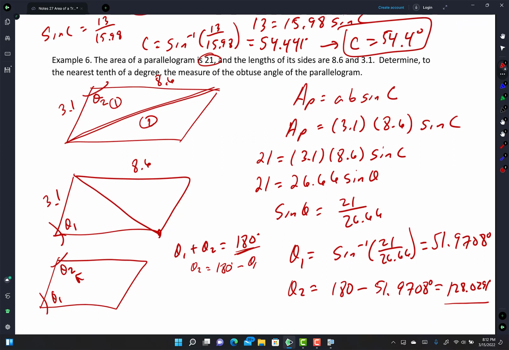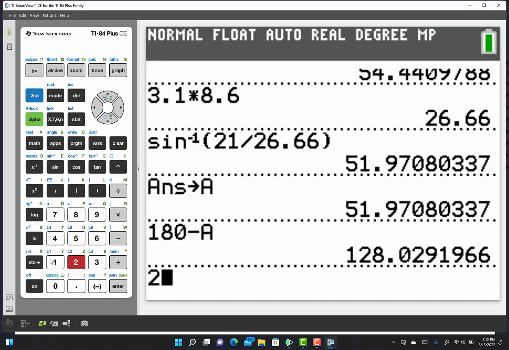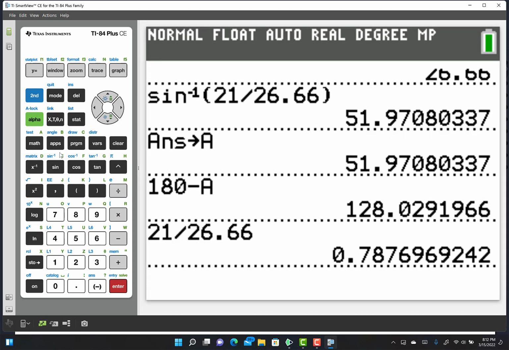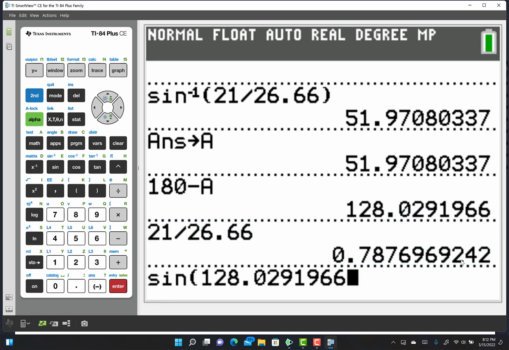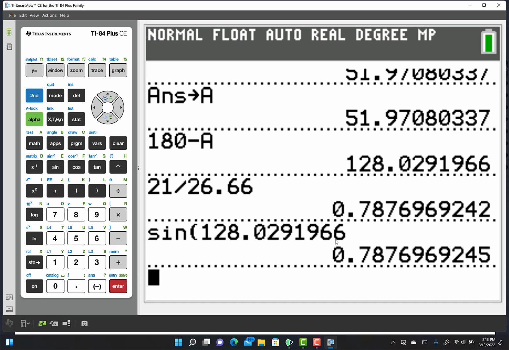But I want to show you guys something, because maybe some of you are confused. So if I push sine of this, I better be getting this number. So now let's see what that number is. 21 divided by 26.66. I'm going to push enter. So it's that. So let's see. If I push sine, and if I push that 128, I better get this exact digit. It is. Okay, it is. I know it says 2 and 5, but it is the exact digit, guys.